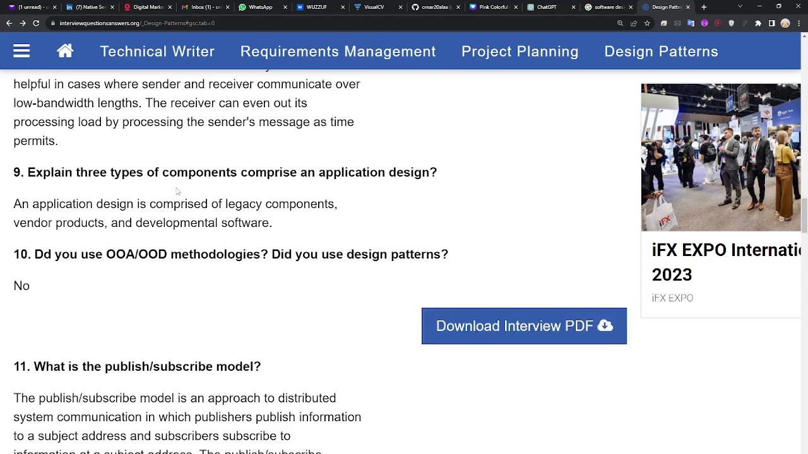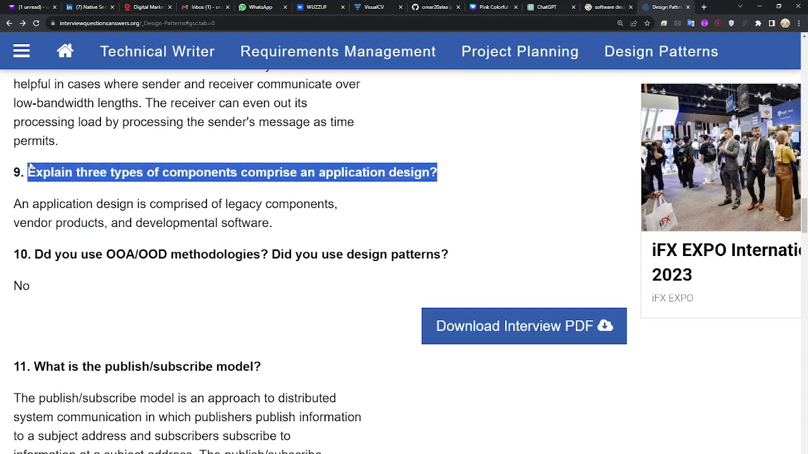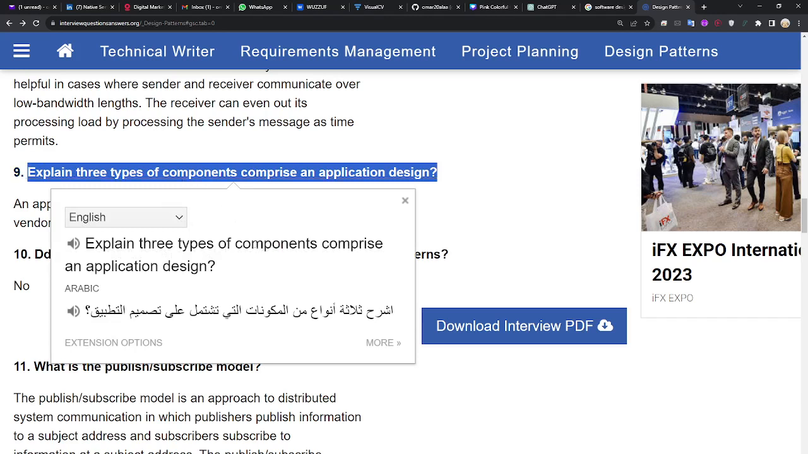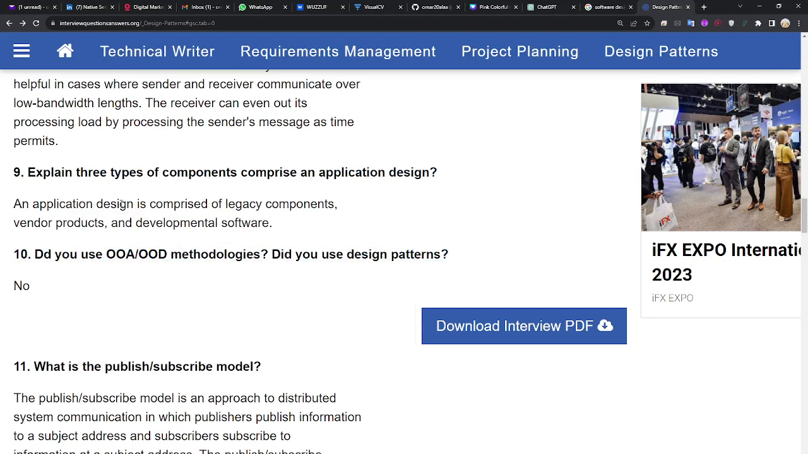Explain three types of components that comprise an application design. An application design is comprised of legacy components, vendor products, and developmental software.